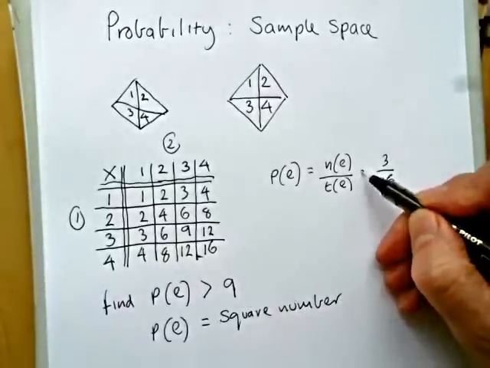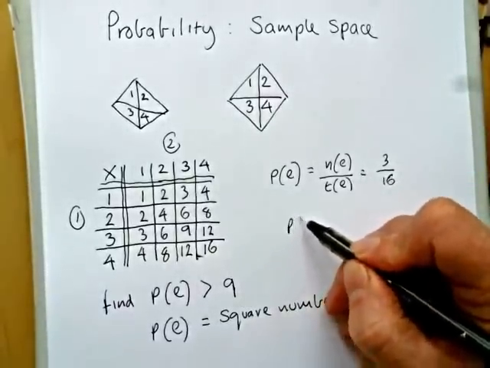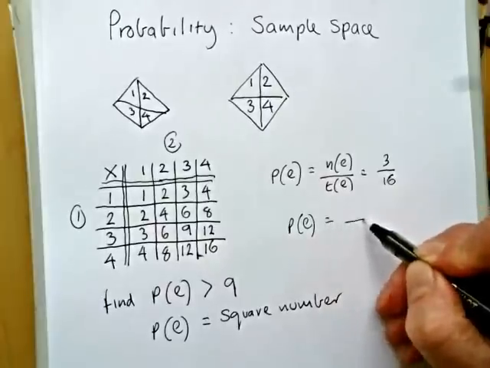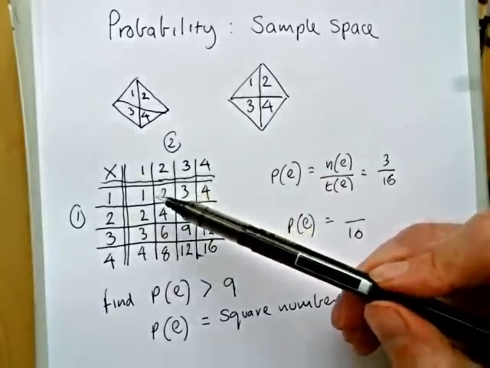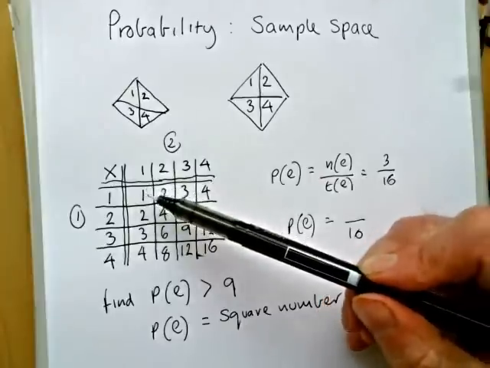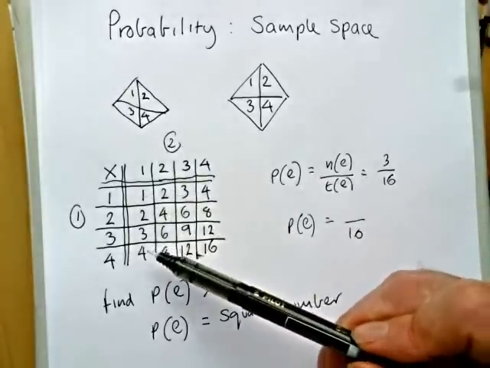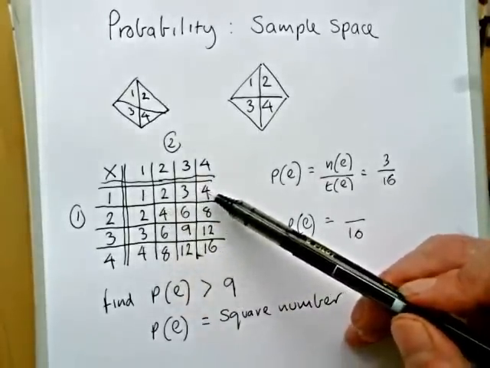What's the probability that our event is a square number? So again, our sample space is out of 16. We simply look at how many of the numbers are square and count them up. We've got the number 1, and that's just occurred once. We've got the number 4 occurring 1, 2, 3 times.